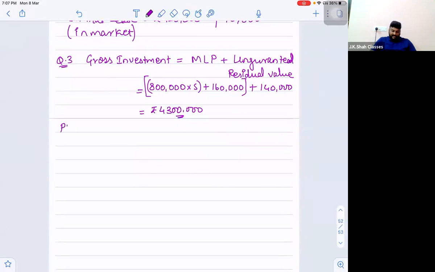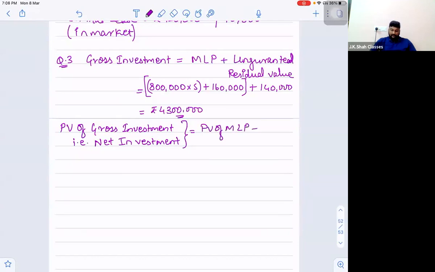Now we have to calculate the PV of gross investment, that is also called as net investment. So you can give any name to it, both are the same. So sir, how do we calculate this? Nothing, convert into present value. So formula also will be same, only I will add the word PV. Means present value of MLP plus present value of URV, that is unguaranteed residual value.